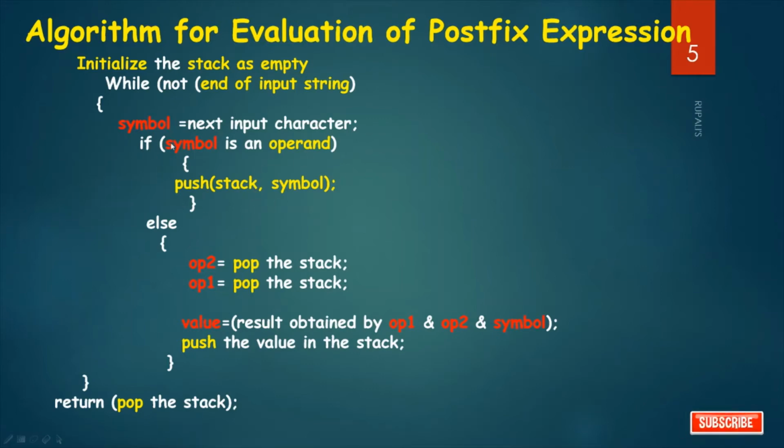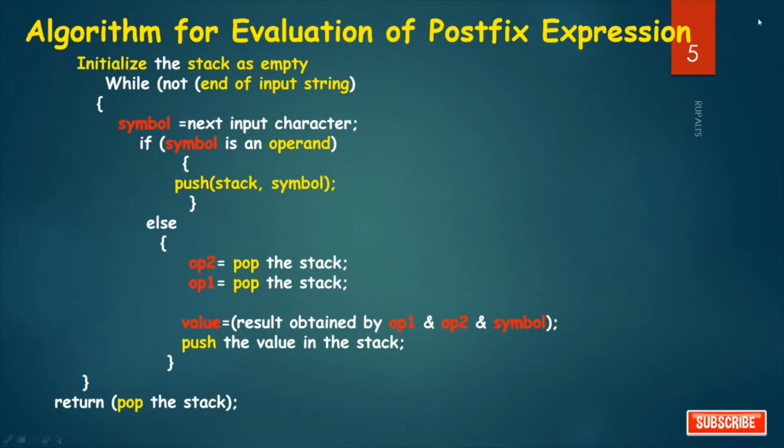And if the symbol is an operator, then you have to pop from the stack. So first popped element is OP2, second popped element is OP1. Calculate the result with OP1, OP2 and symbol. Here symbol is an operator. So calculate the result and store it in the variable value and push the value onto the stack. In this way, this while loop continues till the end of the given input string is reached.